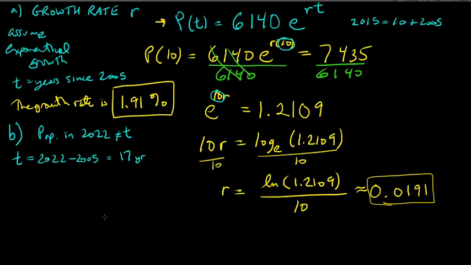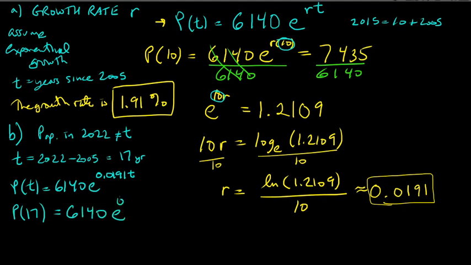So here's my model here. P as a function of time is 6140 times e to the power r, which is 0.0191 times t. But now, if we want the population 17 years after 2005, that's 2022, we just plug that into the exponent. And then plug it all in your calculator.